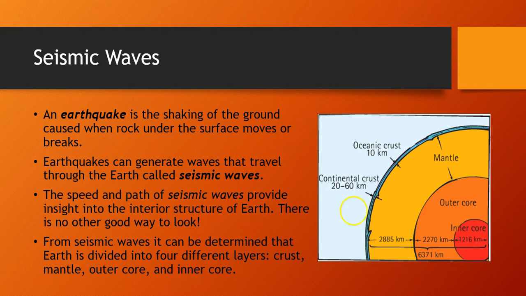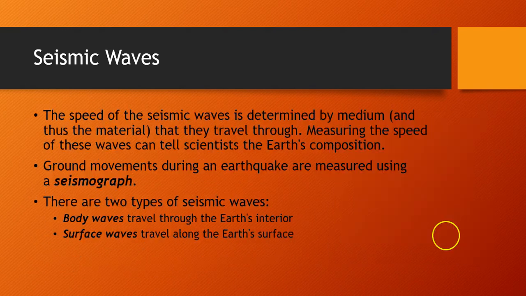By doing that, over the past 100 years or so, we've determined that the earth is split into 4 different layers. The crust on the outside, and then below that the mantle, which makes up most of the earth, and then the outer core and the inner core. In the next section, we'll talk about these in detail. The speed of a seismic wave is determined by the material, the medium, that it travels through. So if we know how fast those waves are traveling, we can figure out what stuff it's traveling through, and so what the inside of the earth looks like.